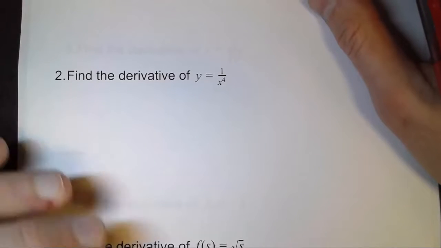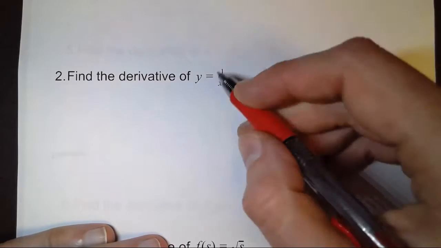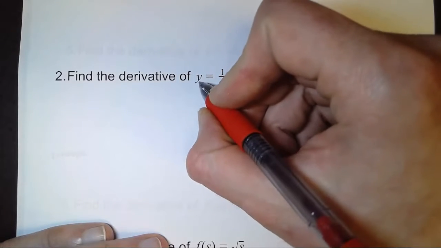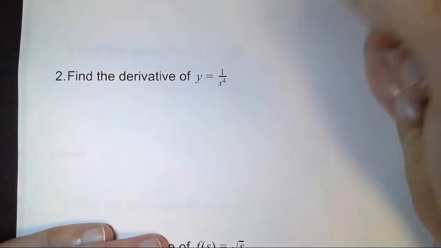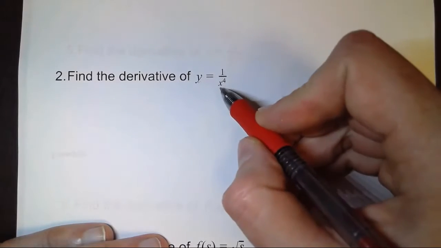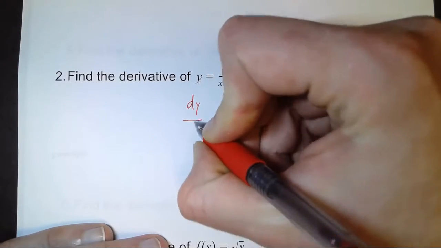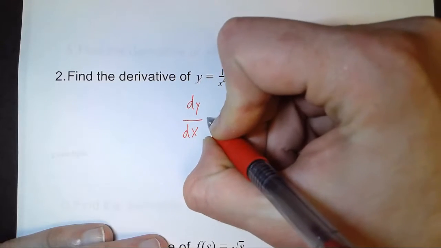So for our second example, we don't have function notation. What we have is y. So the notation that we use here is, well, y is our dependent variable and x is our independent variable. So we write dy over dx.